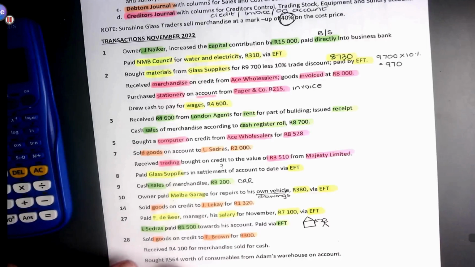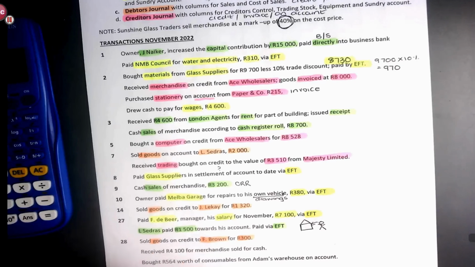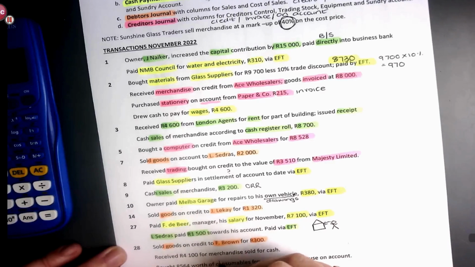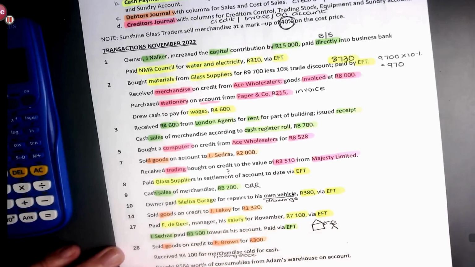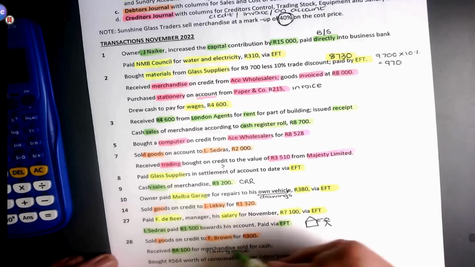You received 4,100 Rand for merchandise sold for cash. So you're receiving 4,100 Rand. Selling merchandise is going to be a sales. Another name for merchandise is trading stock. So if you're selling trading stock, it essentially means that you are making a sale. So if you receive that amount of money, it's going to be a CRJ.